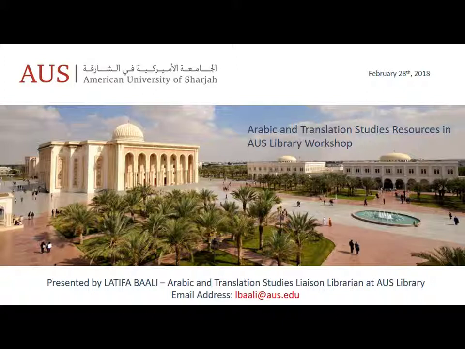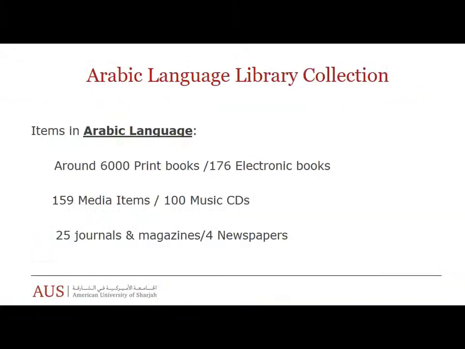Well, if you think that we don't have any Arabic materials in this library, maybe these numbers will make you change your mind, because we have around 6,000 print books, all in Arabic. Some of them, I would say a very small portion, could be parallel text in Arabic and English. We have also 176 ebooks in Arabic, 159 media items, 100 music CDs, 25 journals and magazines, and newspapers.